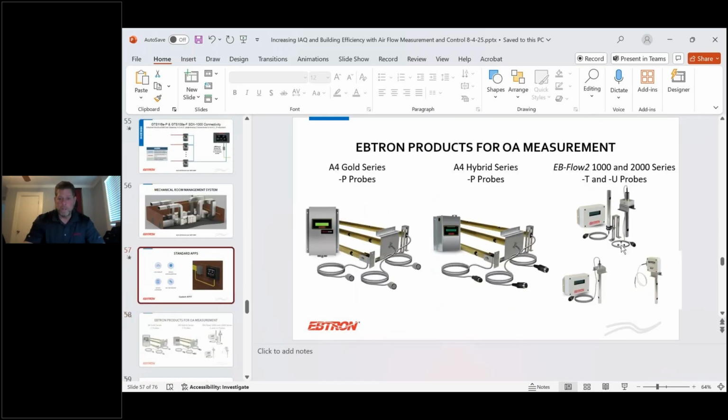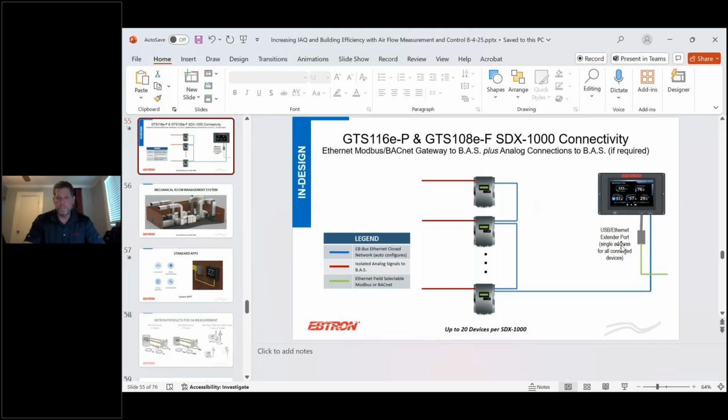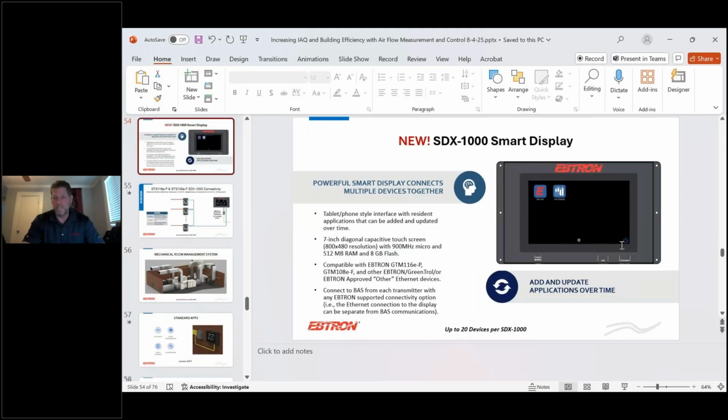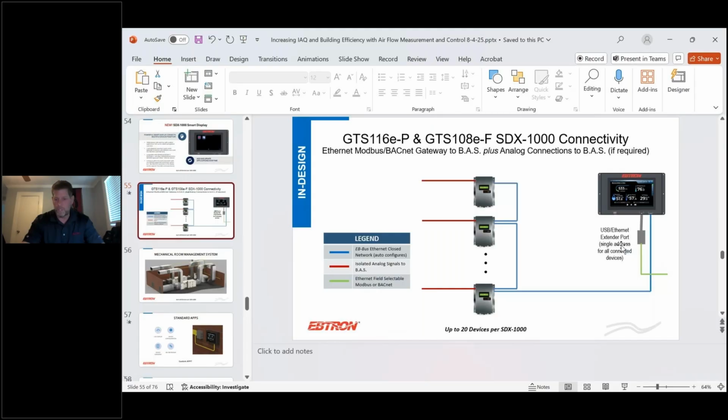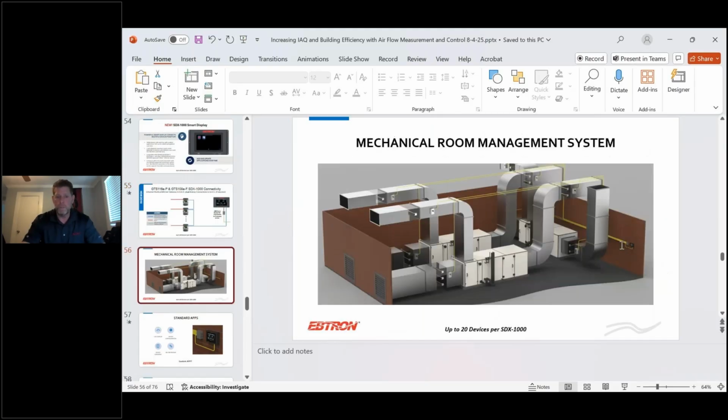We have a new product that we've launched recently, the SDX 1000. This allows us to integrate up to 20 airflow measurement stations into one touchscreen device. So 20 Gold Series transmitters tied into one device. There's a discussion on how to do that. If you're interested, we can share that information with you. But it's great for a mechanical room management system.